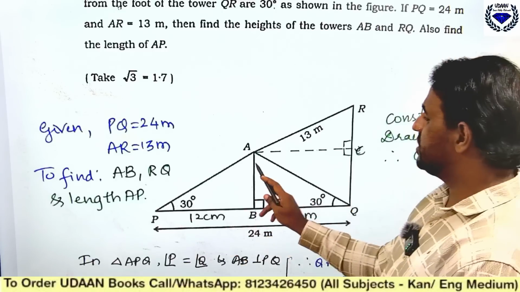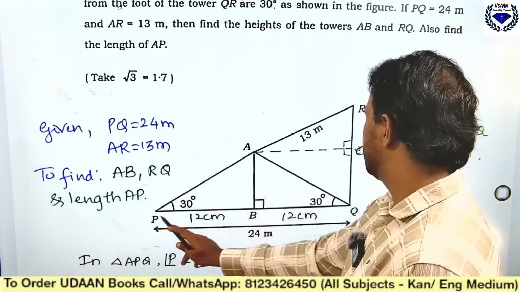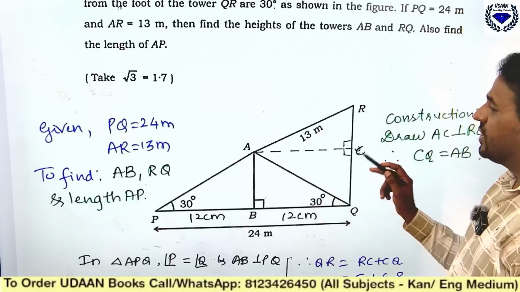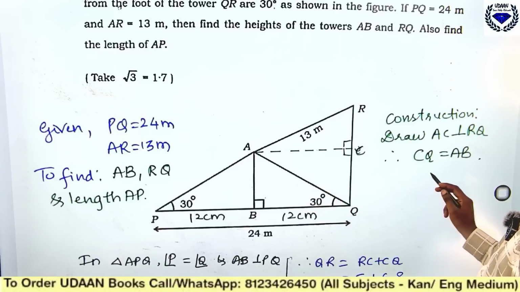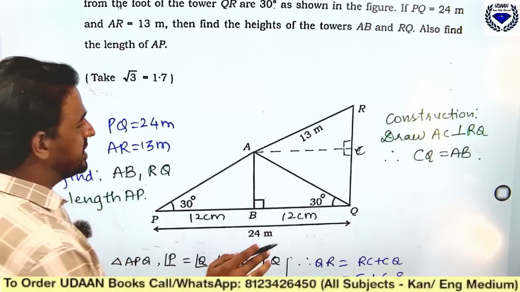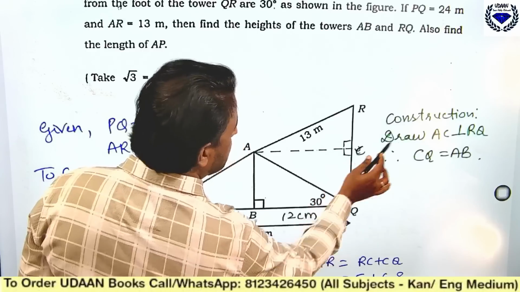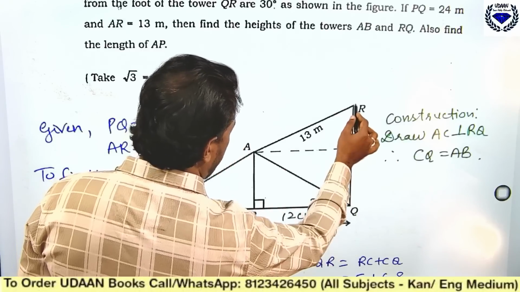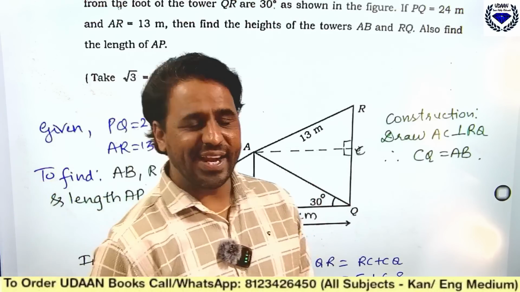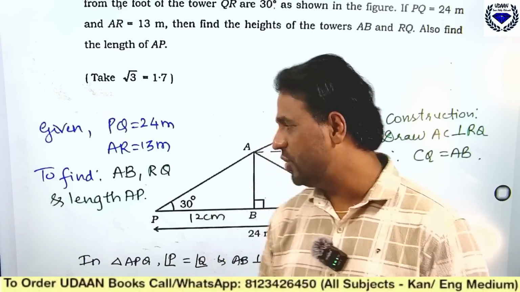Now given is PQ is 24, and AR is 13. To find AB, RQ and length AP, you should do a construction. Draw BQ, and draw AC perpendicular to RQ, that means BQ is equal to CQ. It will become a rectangle. That is the construction you should know.